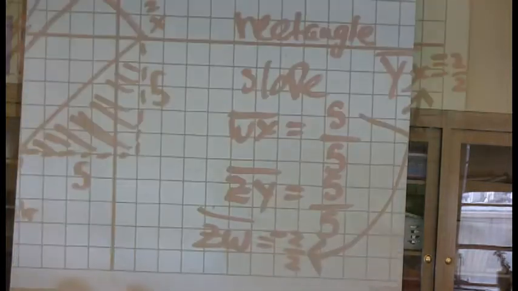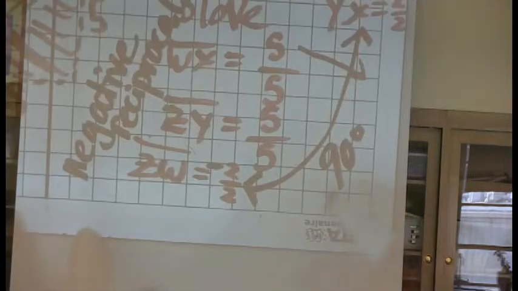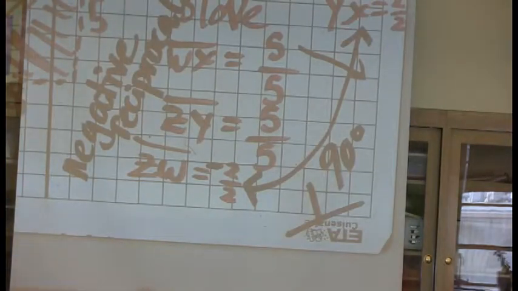Negative reciprocals. Or something about you wrote 90 degrees. Or you wrote perpendicular. That's the symbol for perpendicular. Okay? Something about having 90-degree angles.